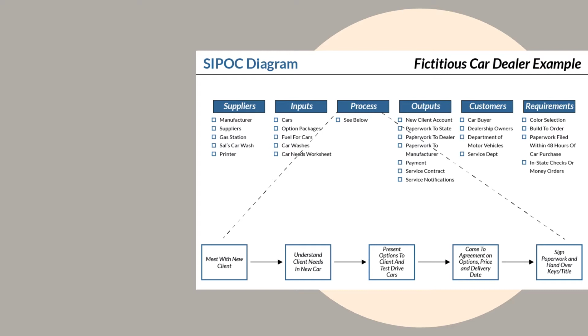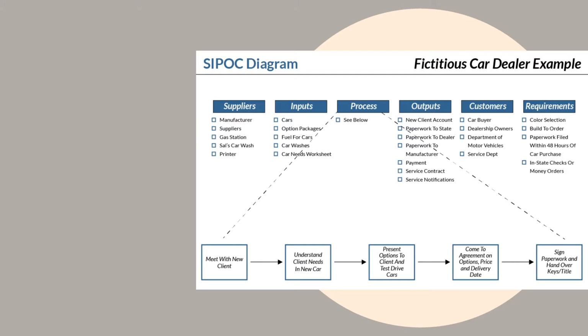So aside from the suppliers, the next component here will be inputs. Of course, as a car dealer, you need to have the resources, as I have said. The resources that the manufacturers will produce will be the cars. The suppliers, of course, the parts or the packages. The gas station, the fuel for the cars. The car wash, car washes, and so on.